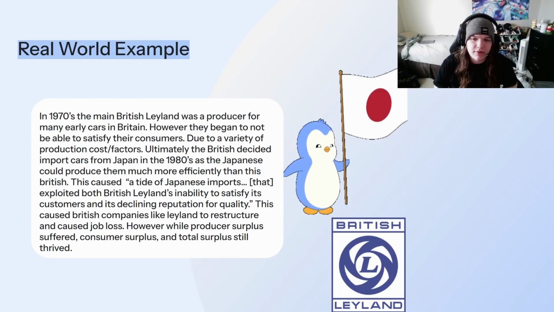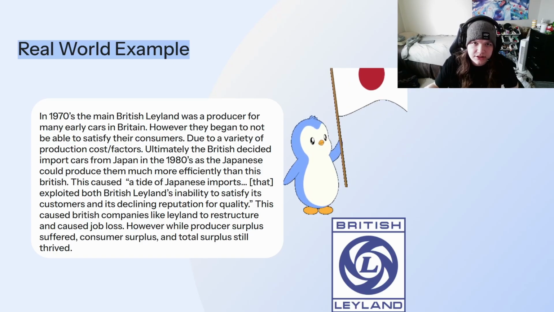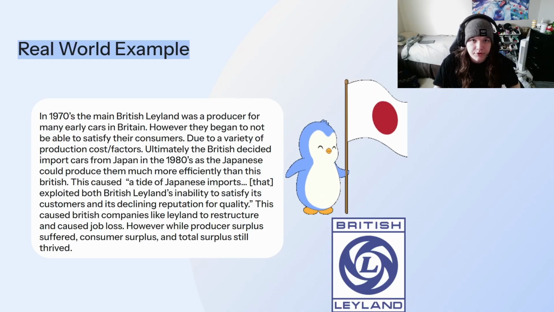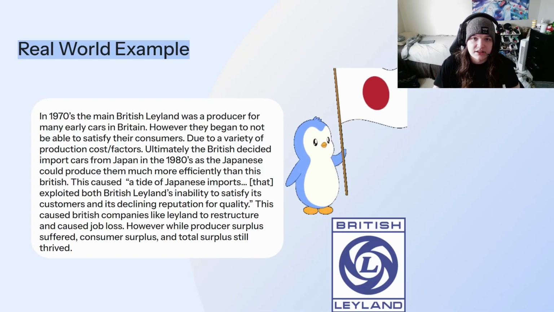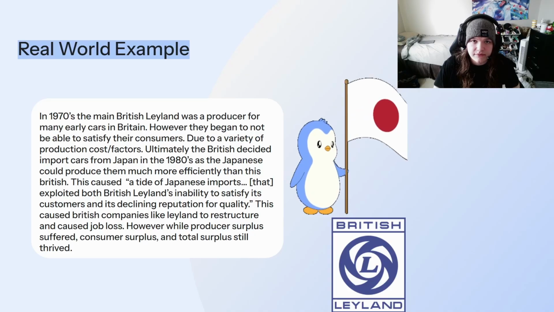Okay, and then really quickly, my real world example: the British Leyland Company was producing cars for Britain, but due to a variety of factors, eventually they had to import cars from Japan, who did it better and faster and cleaner. So what happened was the bunch of companies that were producing cars for Britain had to restructure or they shut down because Japan was so much better. This led to a lot of job loss, but consumer surplus still went up and total surplus still went up due to the benefits of imports.